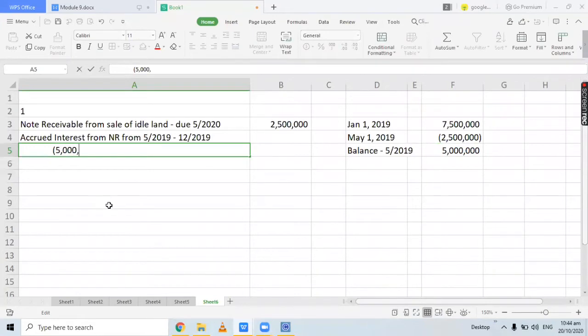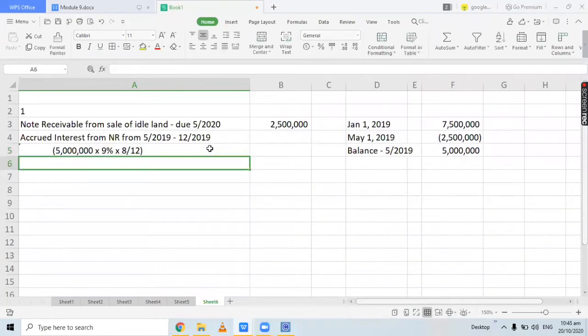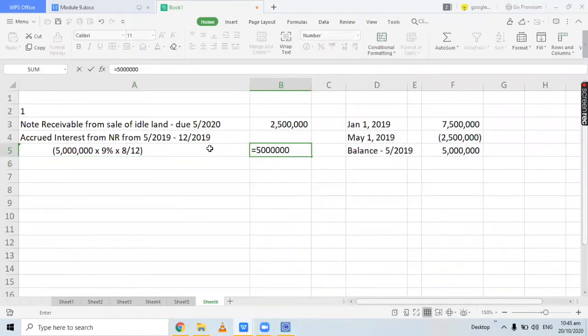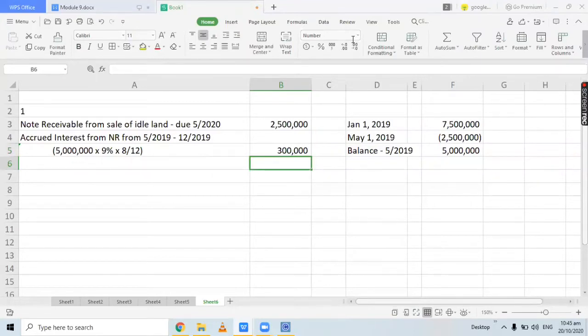5 million times the percentage, 9% ang interest, times the period. So how many months? From May to December, that's 8 months, right? So 8 over 12. And this will give you accrued interest of 300,000. That is considered as current kasi it is earned during 2019. Yan. So this is the first part, no? For the sale of idle land, total is 2.8 million.